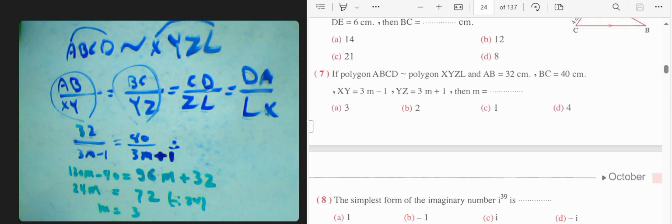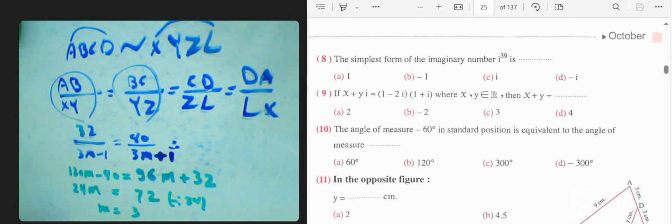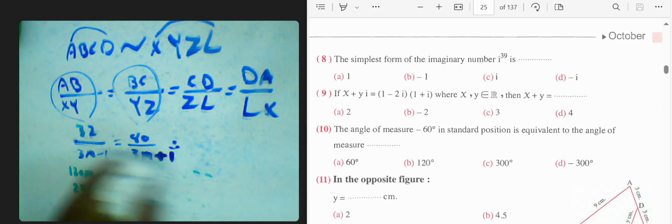Next question, the simplest form of imaginary number i power 39 equal what? We know i power 4 will be 1 and i power 8 equal 1. And any number that can be divided by 4, then i power this number will be 1. Understood? We have i power 39.